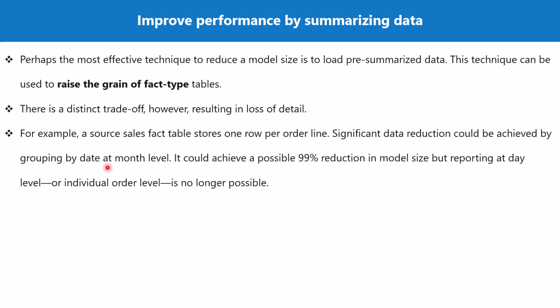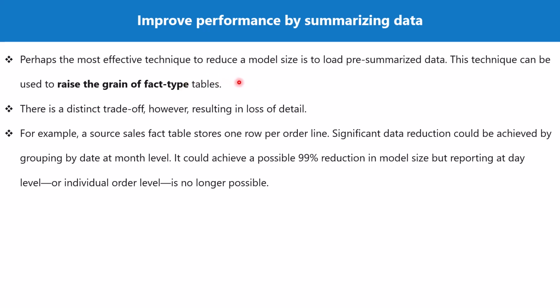So you cannot go from a month level to a day level, but obviously you can go from a date level to a month level, and you can reduce the granularity. So this is a trade-off that you have to make, but this is very effective in terms of reducing the model size, because it reduces the model size by a large factor.